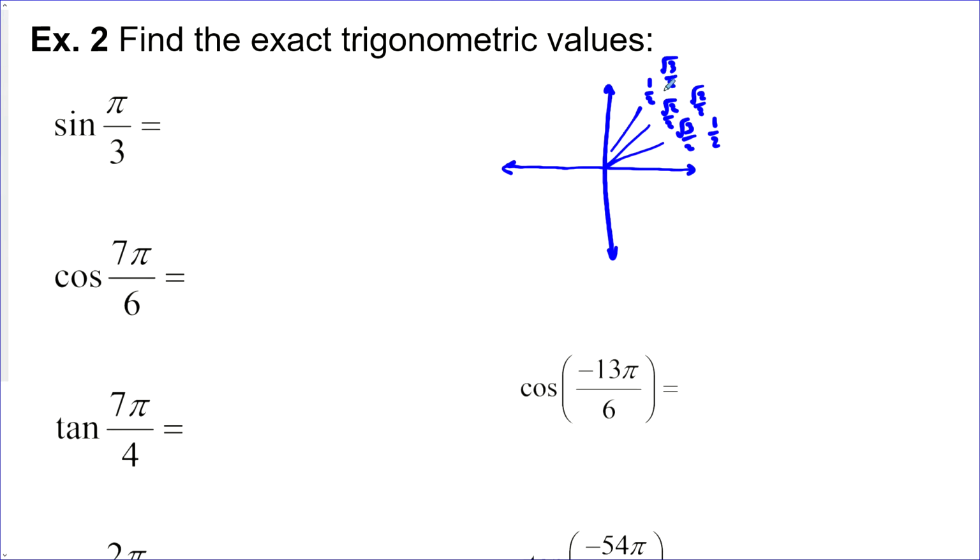And we're looking for sine, the second one. So it's this here, root 3 over 2. Next, cos 7 pi over 6.